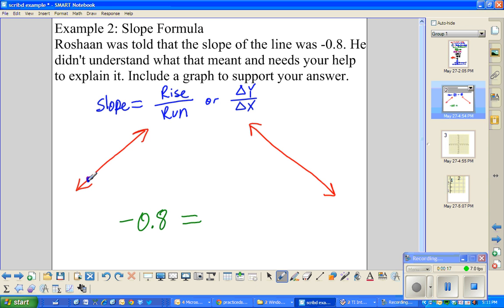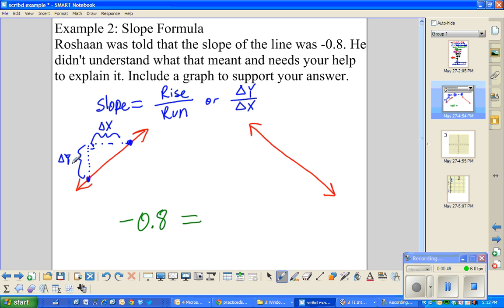Well, if we chose two random points on a line, and we measured up to where that other point is, and we make a right angle, this is the change in the y values. So we have a y value here and a y value here. That's the difference of them. And this, we call the run, is the change in the x values.